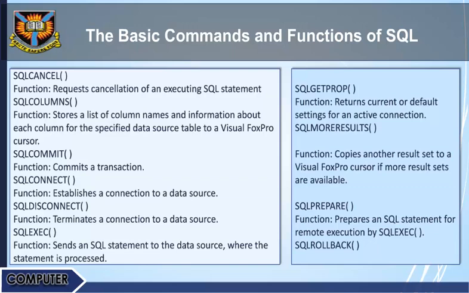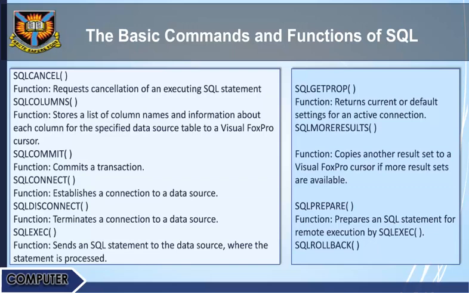SQL disconnect function terminates a connection to a data source. SQL exec function sends an SQL statement to the data source where the statement is processed. SQL getPro function returns current or default settings for an active connection. SQL more results function copies another result set to a Visual FoxPro cursor if more result sets are available.